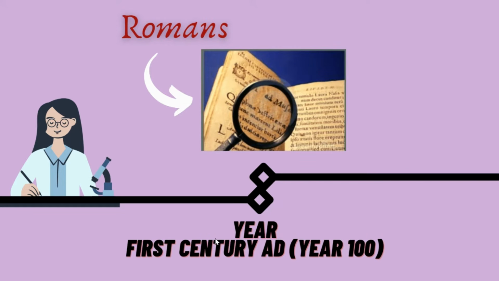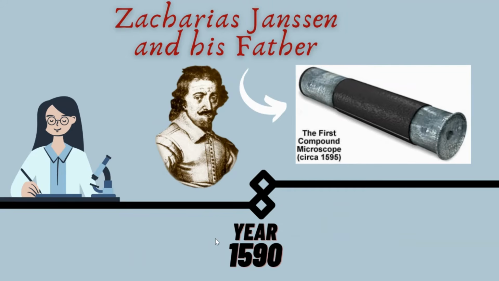Year 1590, Zacharias Janssen and his father Hans took a tube and put lenses on each end and observed objects. He made a very important discovery of the first compound microscope.